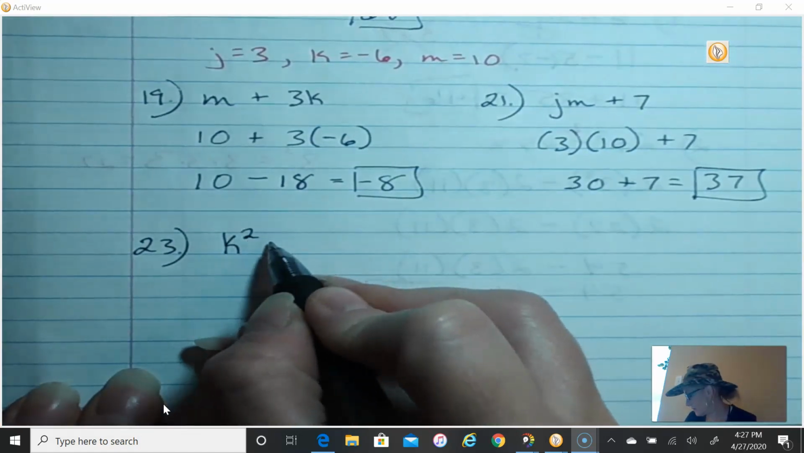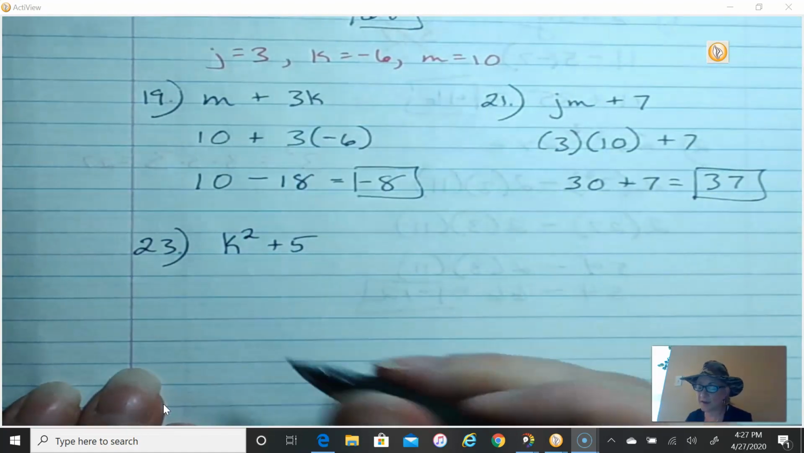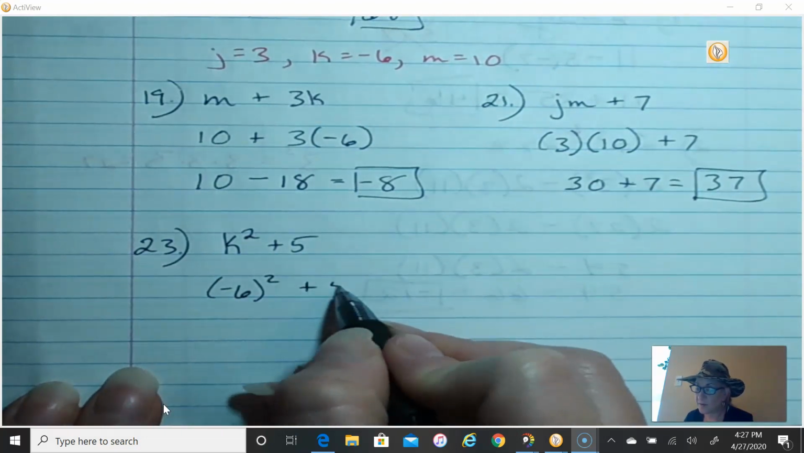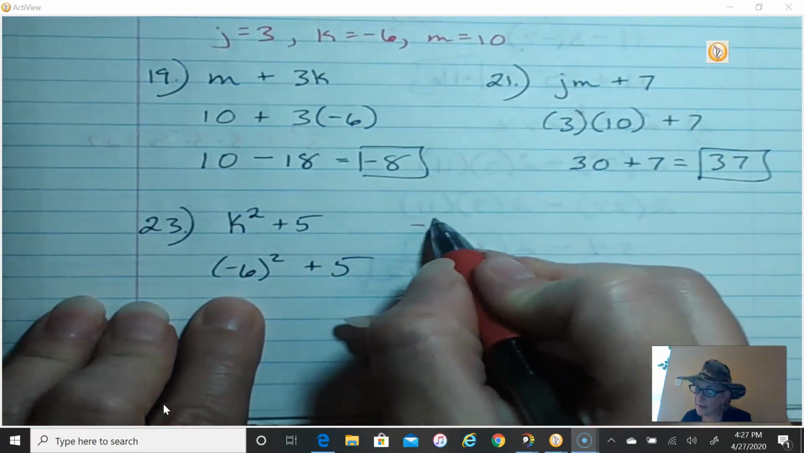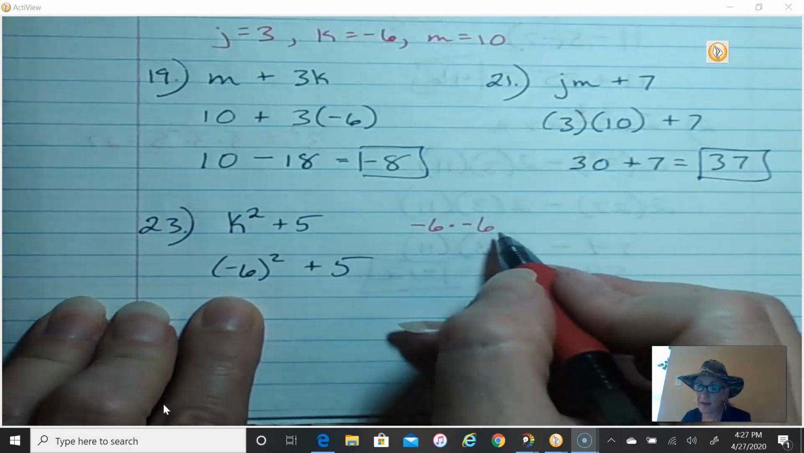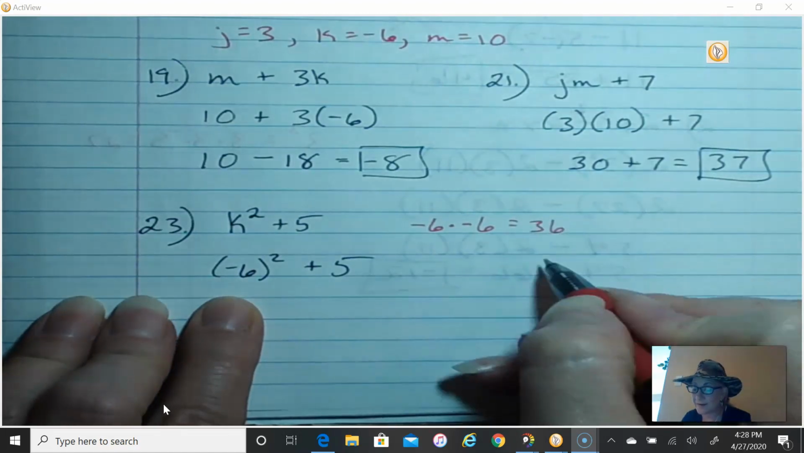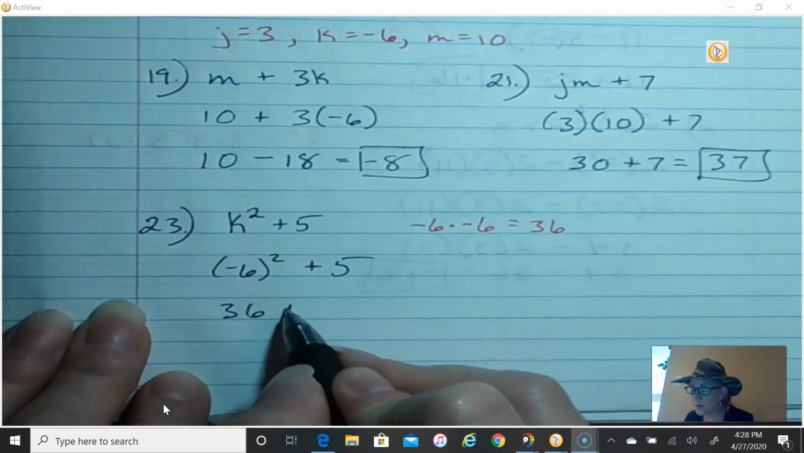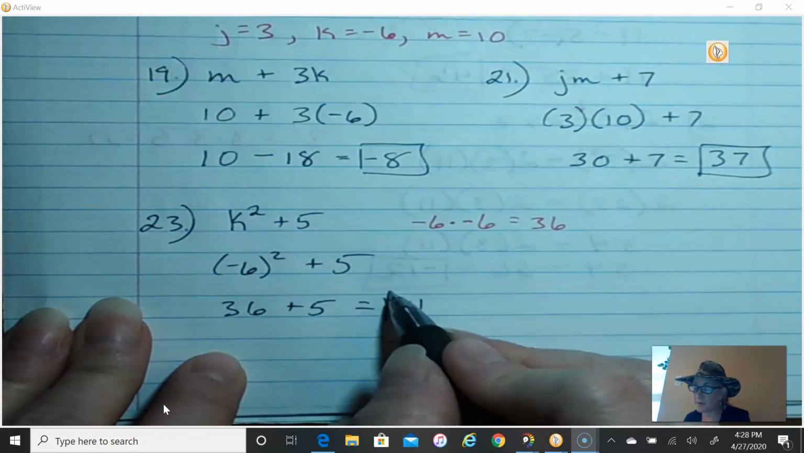K squared plus 5. Okay, our k is negative 6. So negative 6 squared plus 5. All right, that negative 6 squared, that's the same as negative 6 times negative 6. Negative times negative is a positive. 6 times 6 is 36. So that's 36 plus 5. 36 plus 5 is 41.